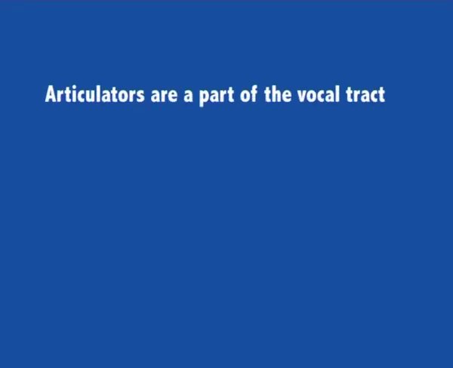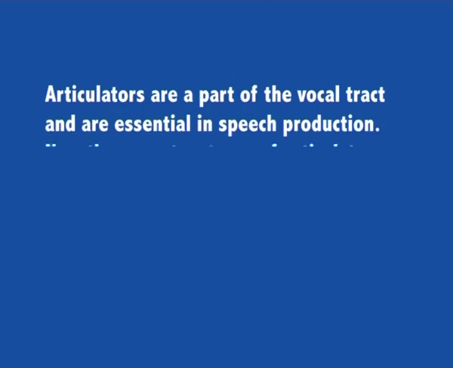Now, let us talk about articulation. The vocal tract has some organs which are used primarily in the production of consonants. In describing the place of articulation, we are describing where in the vocal tract the sound is made. Articulators are a part of the vocal tract and are essential in speech production.